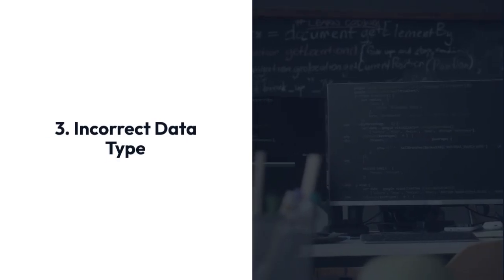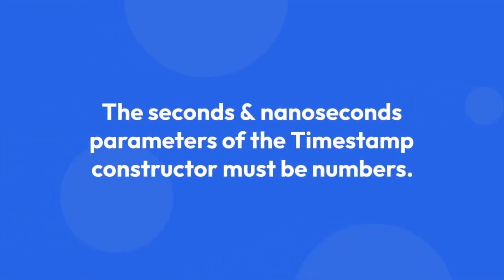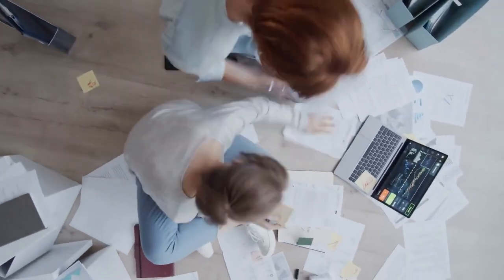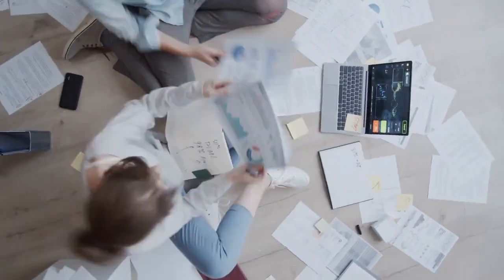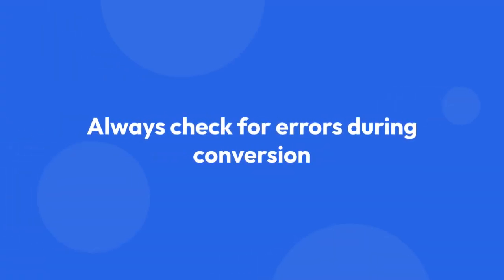3. Incorrect data type. Always verify your data types. The seconds and nanoseconds parameters of the timestamp constructor must be numbers. If you're working with strings representing dates and times, convert them to numbers using parseInt or similar methods before creating the timestamp. Always check for errors during conversion to handle potential issues.